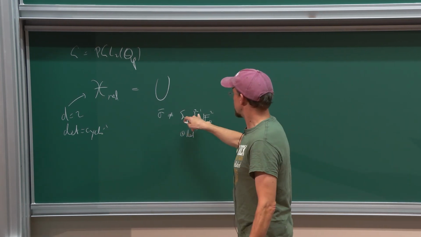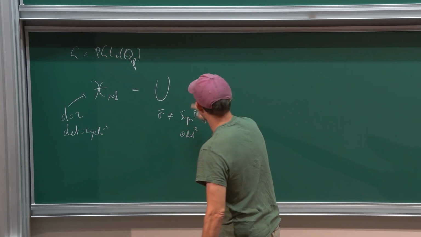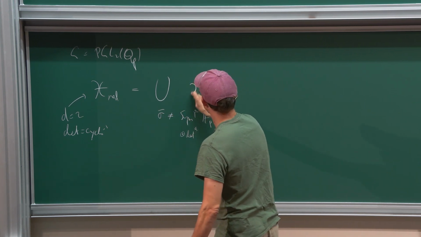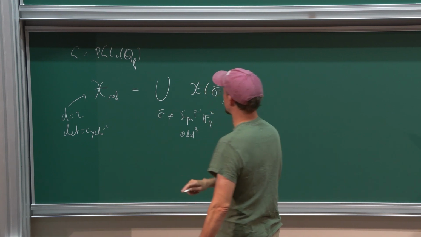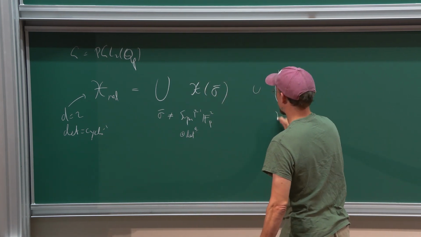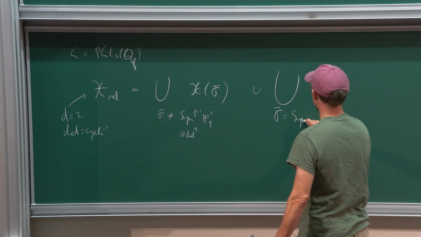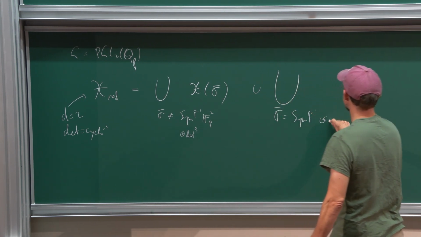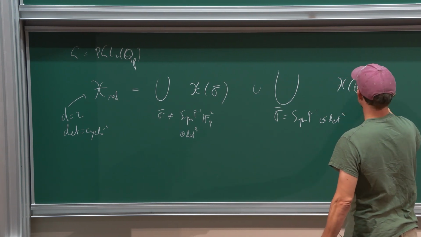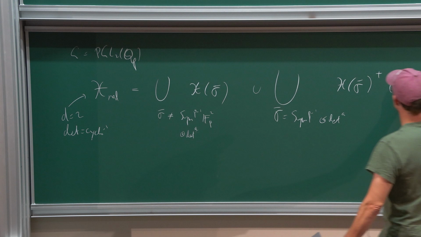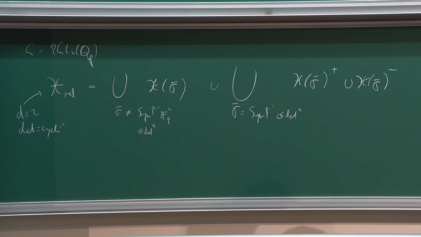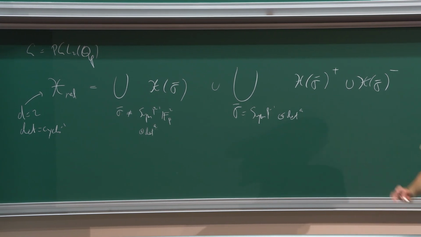And so for the weights that are not of this form, you just get a certain irreducible component that I'll call X sigma bar. And then you also get, for the weights that are of this form, two components that are somehow unramified twists one of the other.